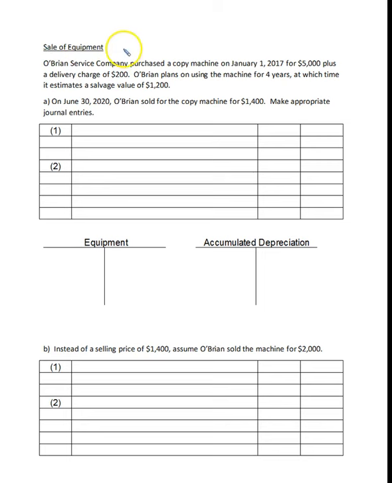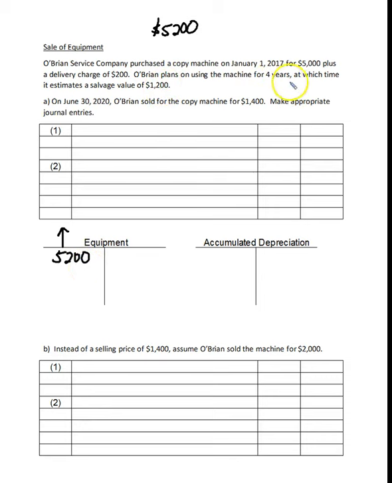Here, sale of equipment. So here's a little demonstration problem. O'Brien Service Company purchased a machine on January 1, 2017 for $5,000 plus a delivery charge of $200. So that gives us a total cost of $5,200, right? We would not expense the $200, we would capitalize that cost as an asset. So originally, way back in 2017, the company put $5,200 as cost in the equipment account.